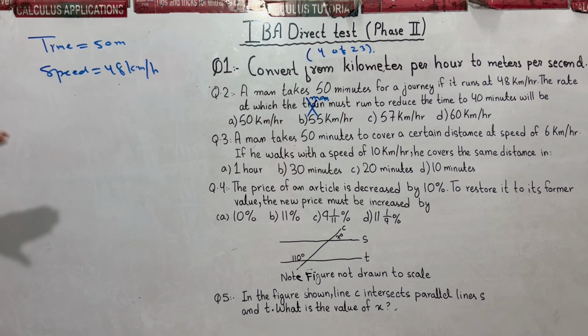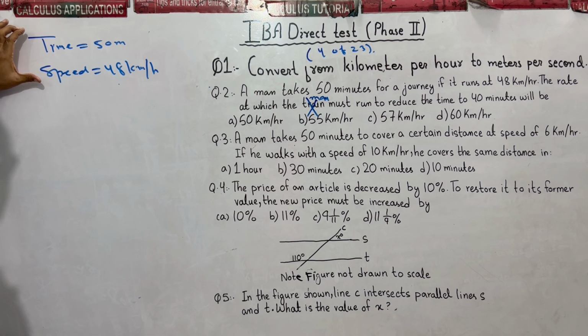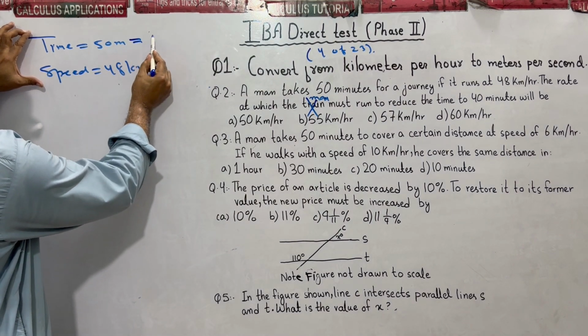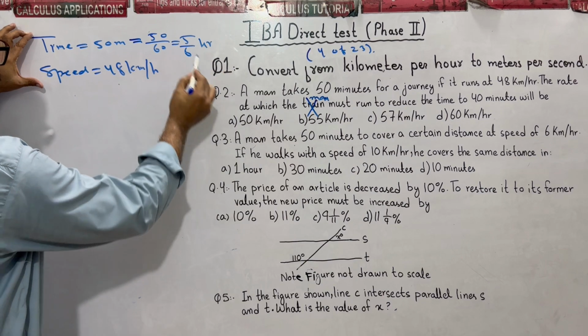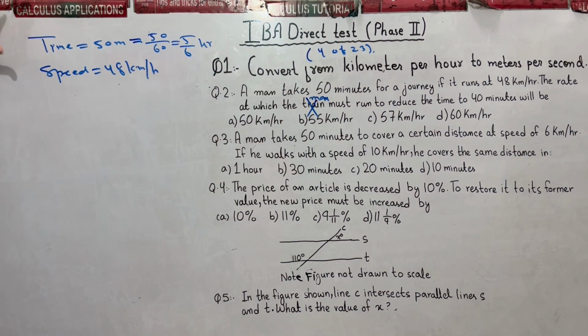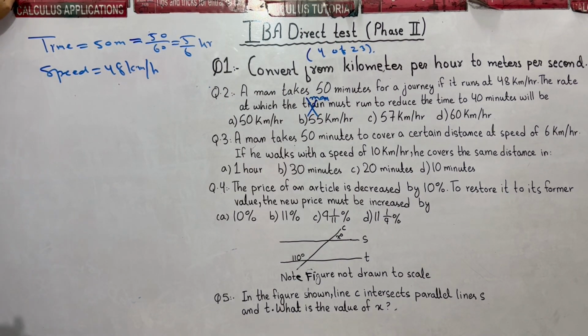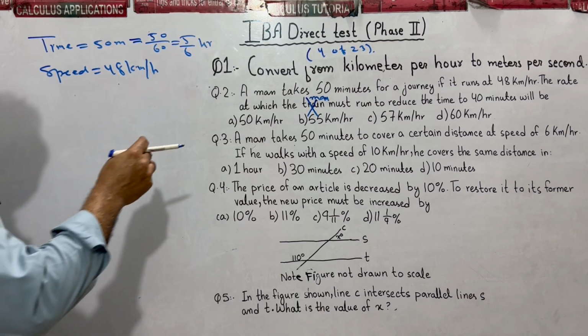40 minutes will be the new time. First, 50 minutes, speed is 48 kilometers per hour. From this too, we can find the distance, but keeping in mind the units must be consistent. There is hour, there is minute, so 50 divided by 60 becomes 5 over 6 hours. First, we calculate how much distance the man has covered in 5 over 6 hours, or 50 minutes, at the rate of 48 kilometers per hour. Physically, a man cannot run at 48 kilometers per hour, so there is also a train.